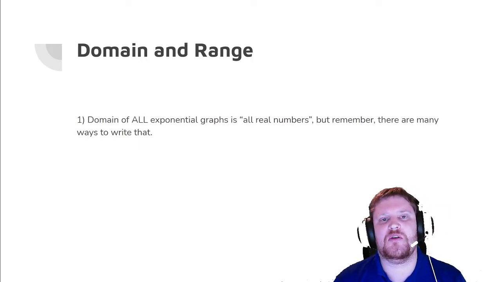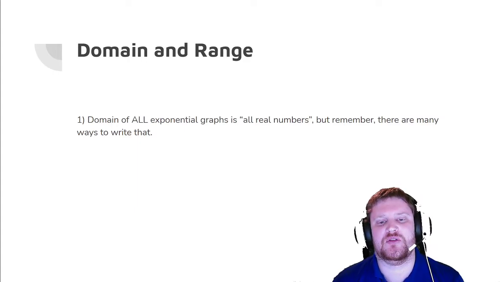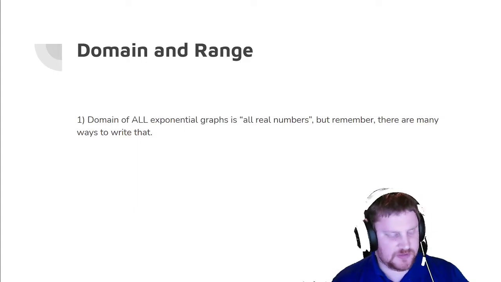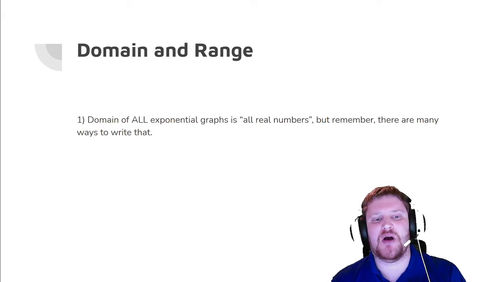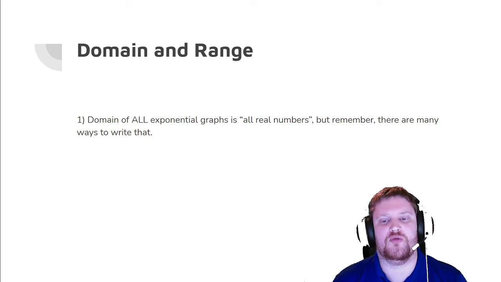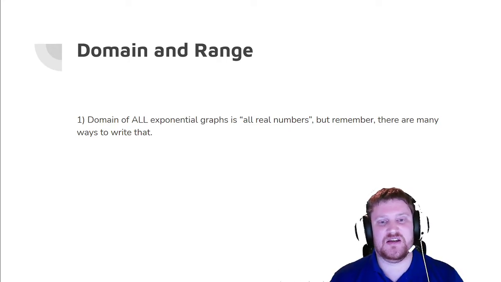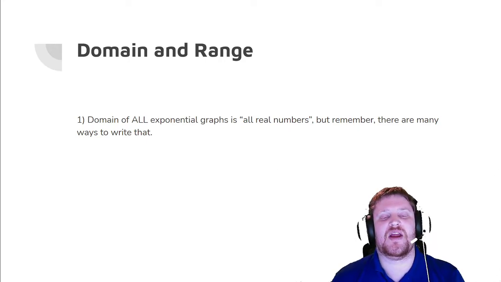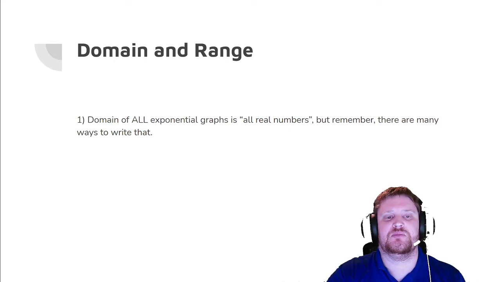First of all, the domain of all exponential graphs is all real numbers, period. End of story. It is not possible to have an exponential graph that has any other domain but all real numbers. Do keep in mind though that there's a lot of ways to write that. And you need to be able to recognize all the different ways to write it, whether it's in set, interval, inequality notation, or if it's just a fancy looking R. Make sure you can recognize all real numbers.